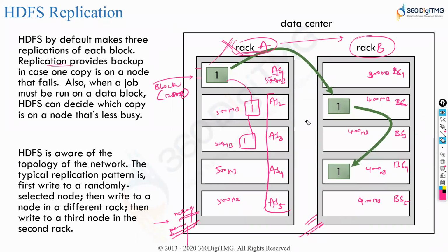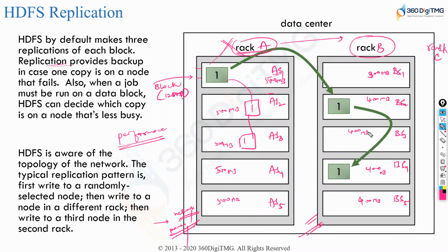Now you might ask, hey, why not have the third copy in another rack? There might be a rack C. Why not make this third copy there? We can. It's not mandatory that you have to put it here. You can do that. But you also have to look at the performance. We are trying to make sure that availability is there, but there is also something called performance that we need to look at.